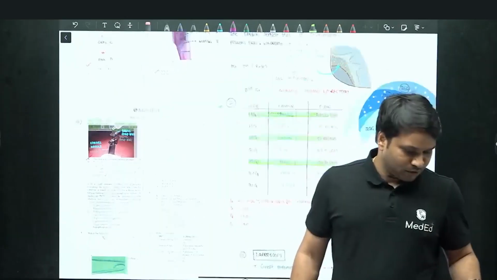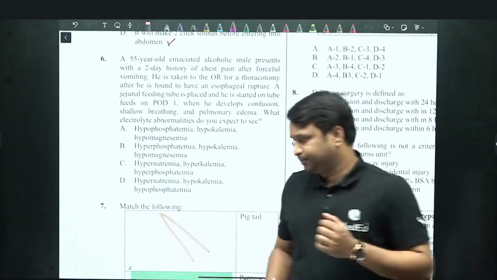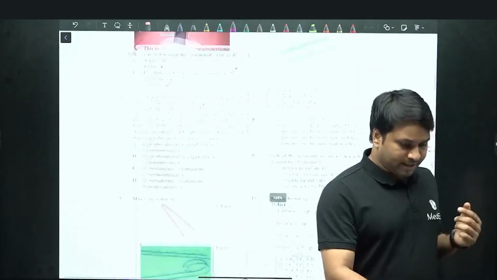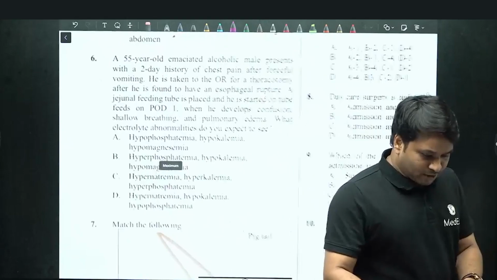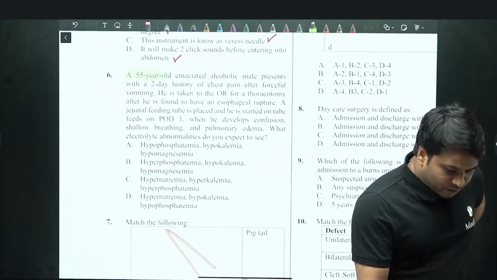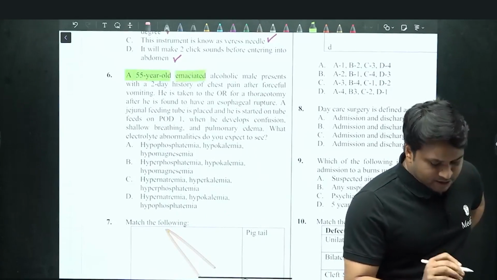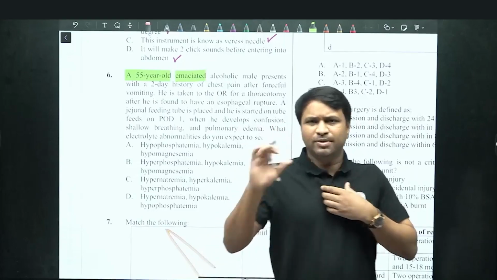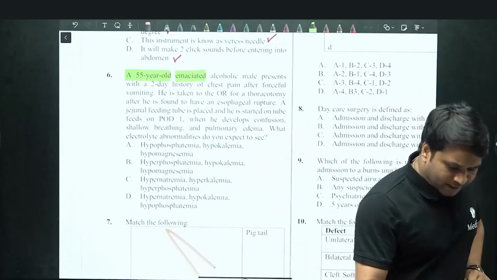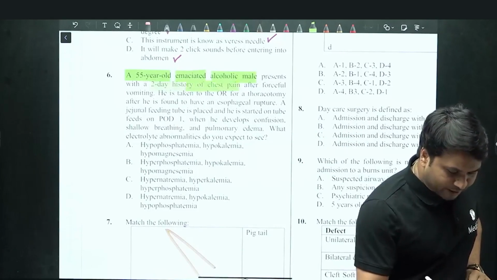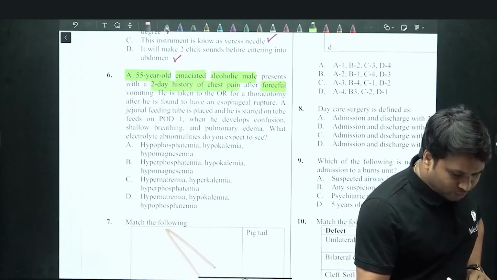Clear, guys? So let's move on to question number 6. Okay, so let's continue. Question number 6: I have a 55-year-old emaciated, that means complete weight loss, patient who has become very thinned out. Emaciated alcoholic male presented with a 2-day history of chest pain after a forceful vomiting.